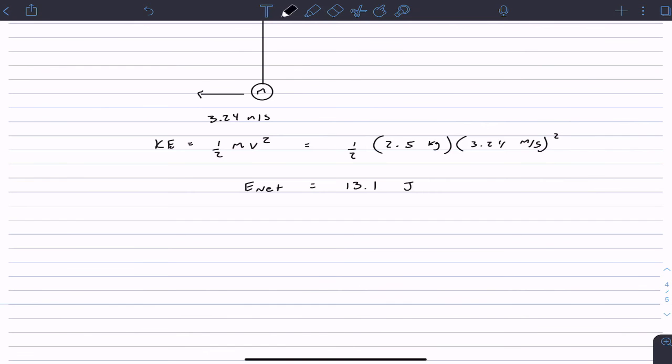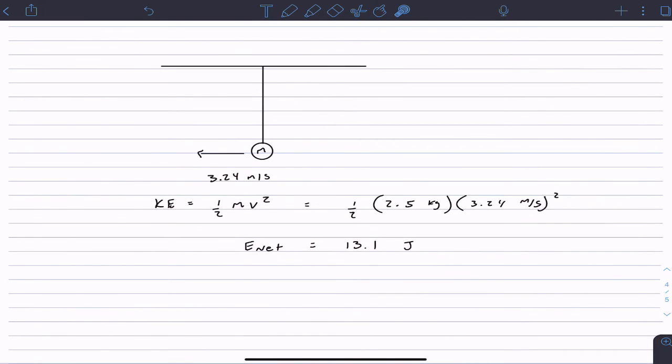We're using conservation of energy. We're not losing any energy in this system. It's just going to continue oscillating. Okay? And because of that, we found this value. That's your answer.